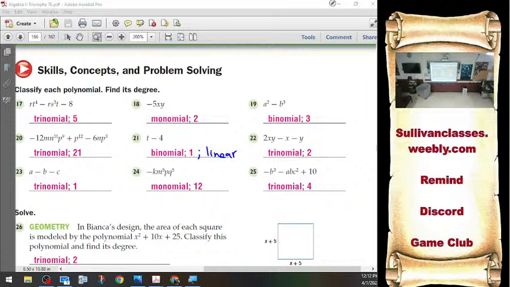Instead of writing 3, to write cubic? If it's one variable. The only one of everything up there that is a single variable is number 21, which is why I wrote linear. Remember, the degrees, if it's one variable, they get special names. If there's more than one variable, then they don't get the special name, you just identify what the degree is.